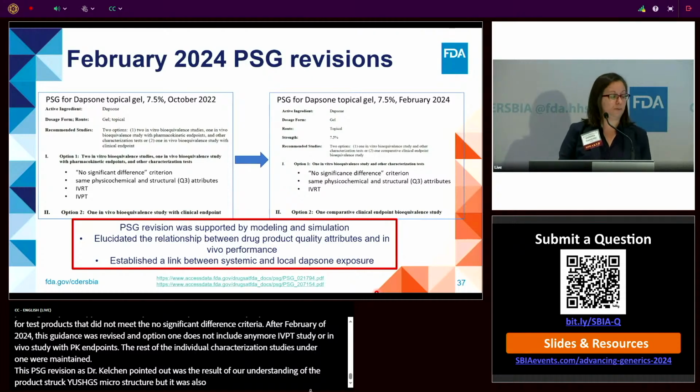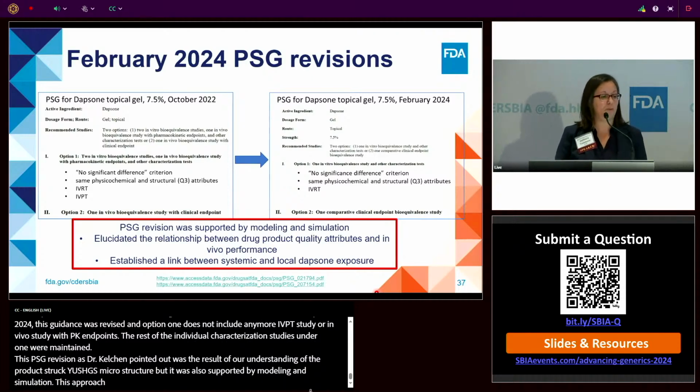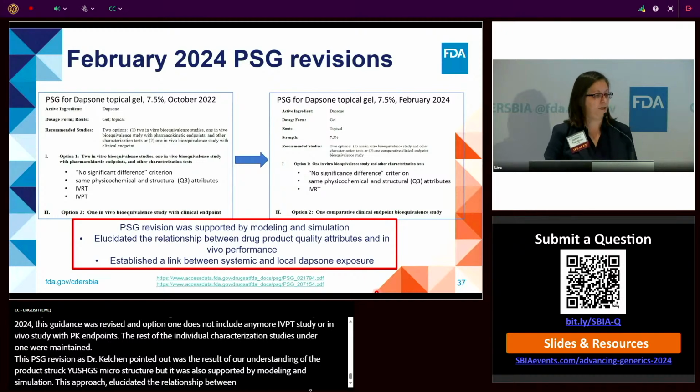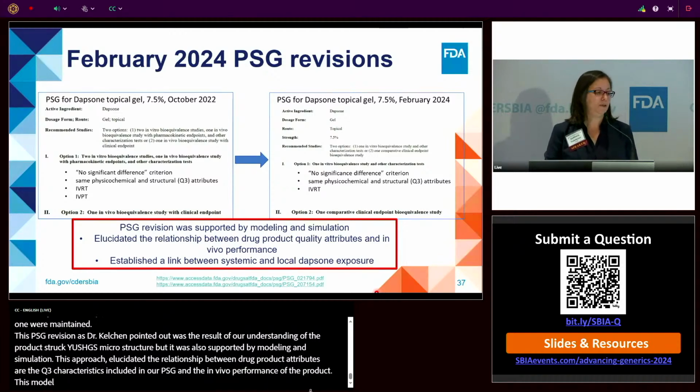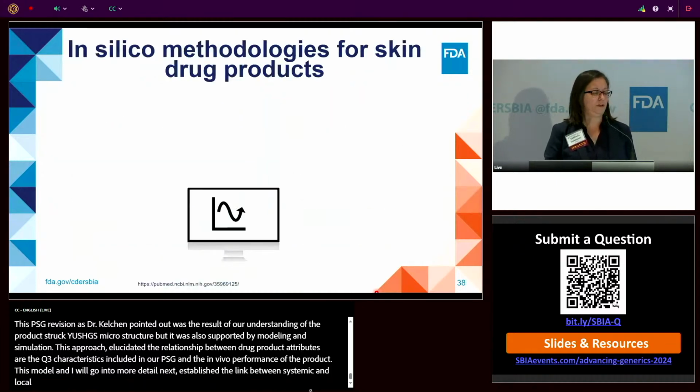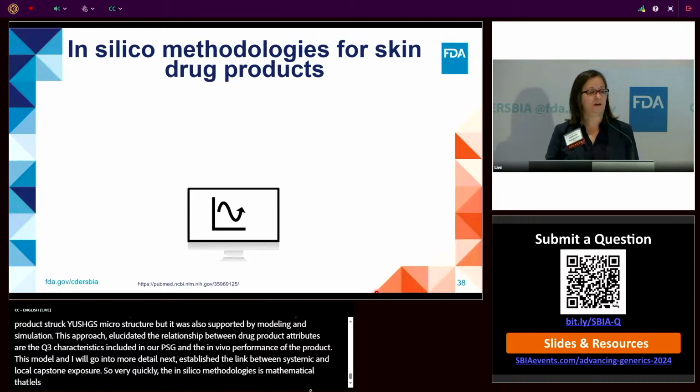The modeling and simulation approach elucidated the relationship between drug product quality attributes, which are the Q3 characteristics that are included in our PSGs, and the in vivo performance of the product. And these models, which I will go into a lot more detail next, establish the link between systemic and local dapsone exposure. So very quickly, the in silico methodologies that I will be discussing today are essentially mathematical statistical models that describe how the amount of dapsone in this case changes with time based on an administered dose.